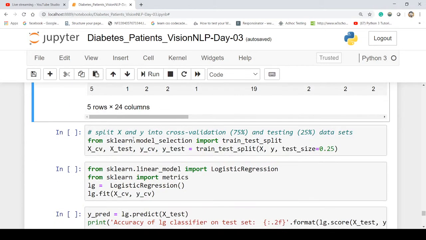Now we can build our model: split x and y into cross validation. Cross validation is another, more advanced technique for when we do our split analysis, when we split our train and test data. If we do the cross validation, it will give a more accurate output, like 75% on train and 25% on testing. And this is the typical code for this: x_cv, x_test, y_cv, y_test equals train_test_split.